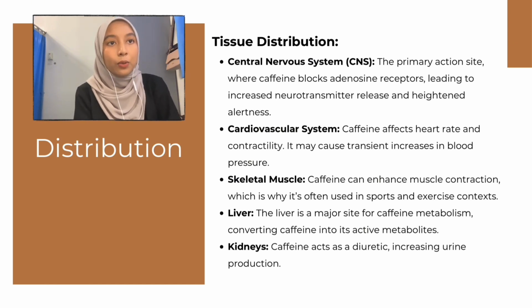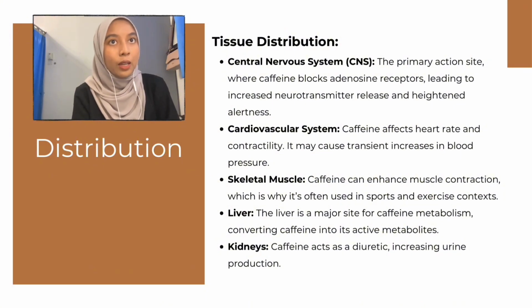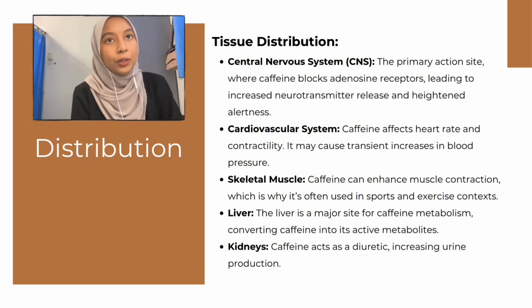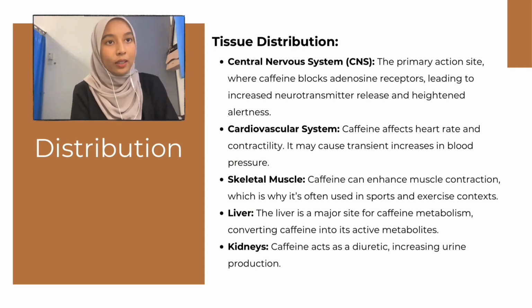It can be distributed to the CNS, which is the primary action site of caffeine. It blocks the adenosine receptors, leading to increased neurotransmitter release and increased alertness. Next, it can also be distributed to the cardiovascular system. It can affect heart rate and contractility, which may increase the blood pressure. Next is the skeletal muscle. Caffeine can also enhance muscle contraction, which is why it is often used in sports and exercise contexts.